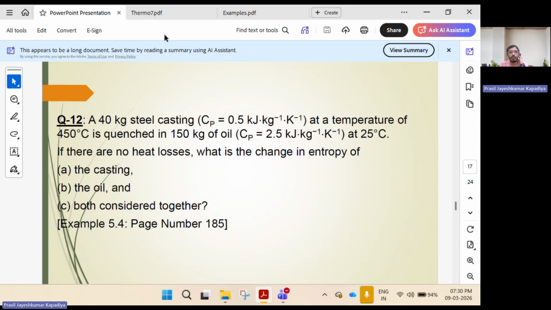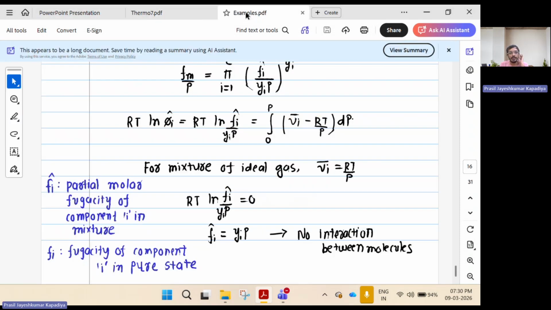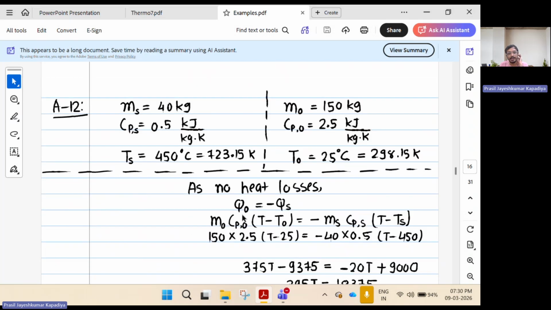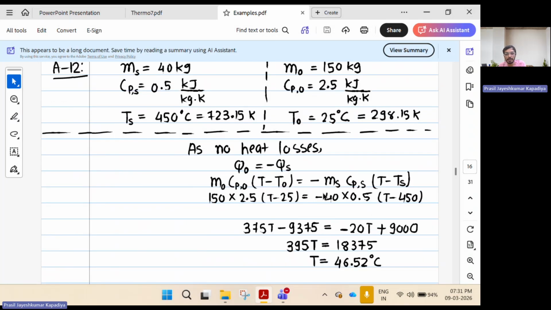oil. So Q of oil gain is equal to minus Q of steel, minus sign because it is losing. So what is Q? Q is nothing but mCp delta T. So I'm writing for Q of oil: mass of oil, Cp of oil, delta T of oil, delta T meaning final temperature T minus initial temperature of oil T0, is equal to minus Qs. Qs is mass of steel casting, Cp of steel casting into final temperature minus Ts of steel casting. So when it is at equilibrium, we will have some temperature T.